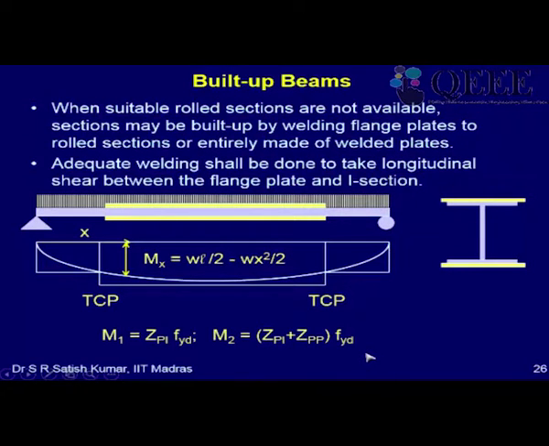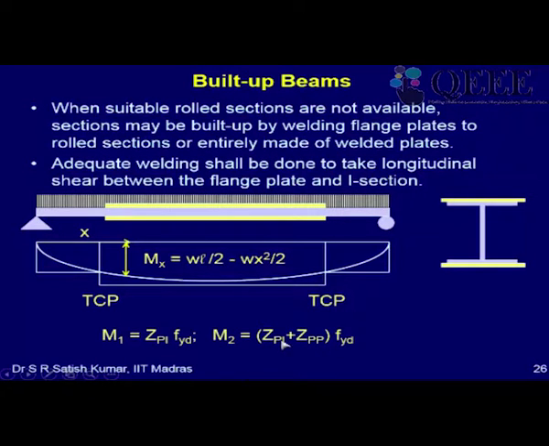We can calculate the ZP of the flange section alone. This I anyway get from the steel table, ZP1. This will be AY into Fy into this distance. That will give me the contribution to ZP1 for two flanges. So multiply by 2, that will give me ZPP of the flange plates.